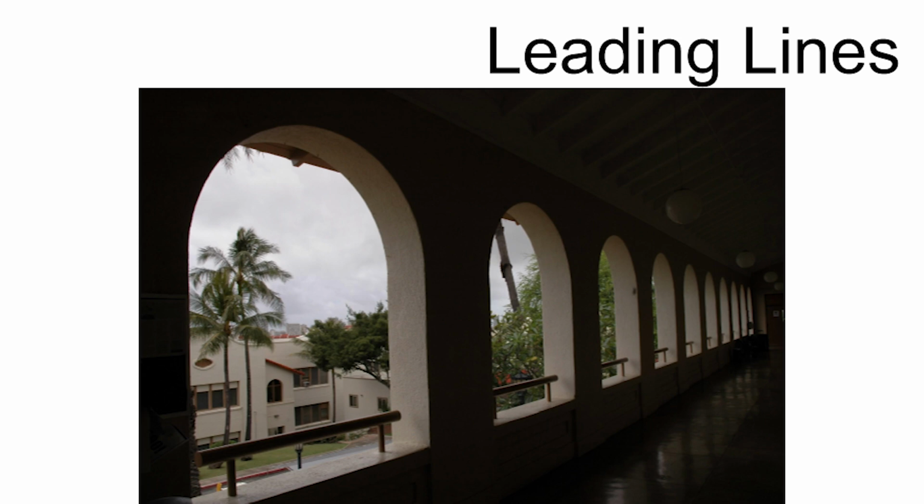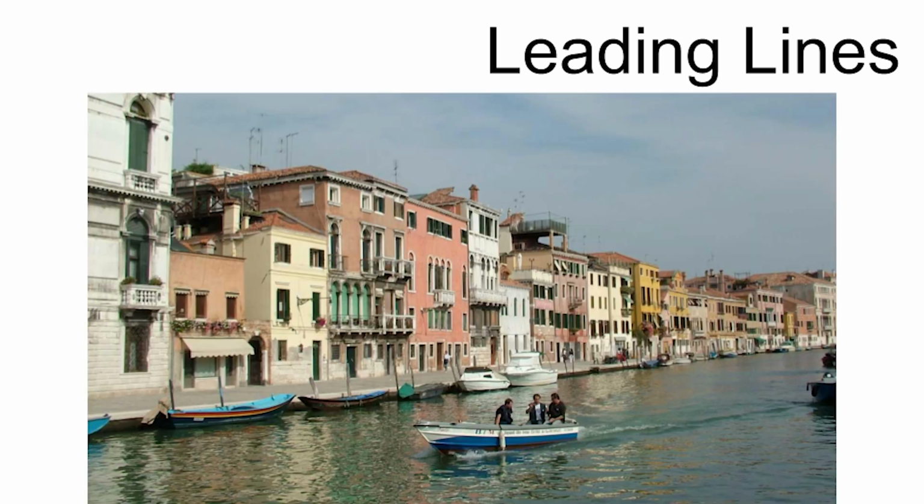This is upstairs in Iban Hall, and you can see there's a strong directionality leading into the distance. I think this was Venice, but you can definitely get a sense of directionality of the building stretching off into the distance down the canal.